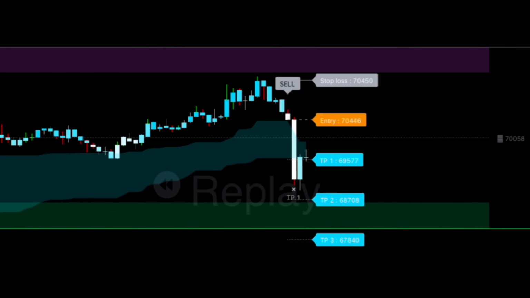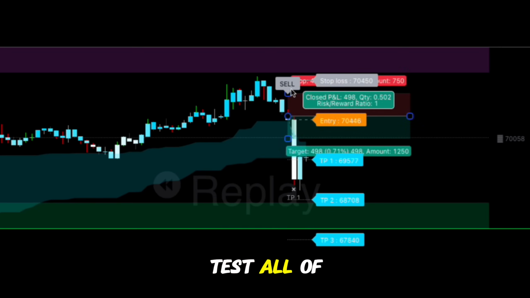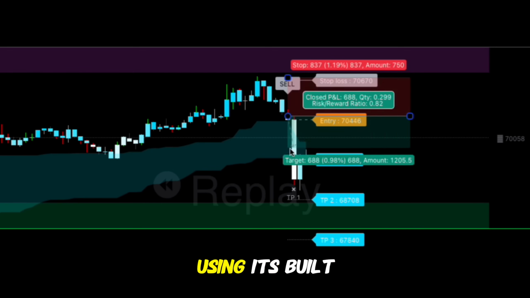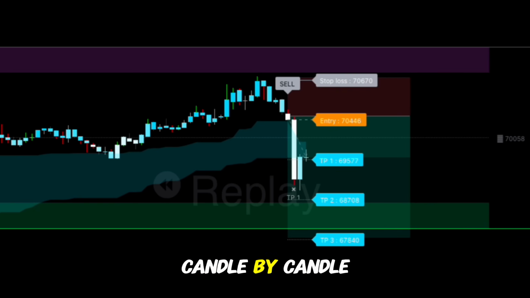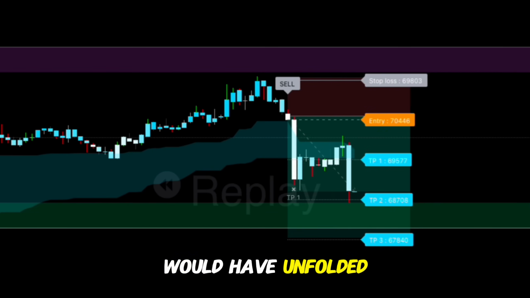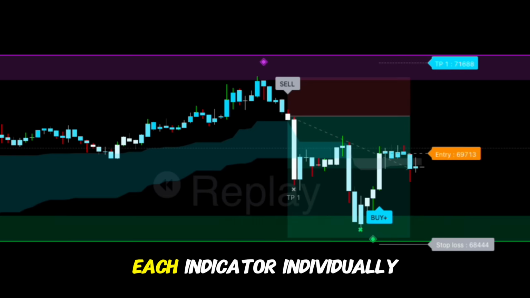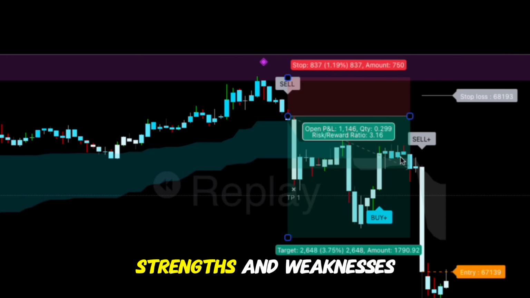between theory and confidence. The good news is that you can test all of these indicators inside TradingView using its built-in replay mode, which lets you move through past price action candle by candle, exactly as it would have unfolded in real time. The first step is to test each indicator individually to understand its strengths and weaknesses.